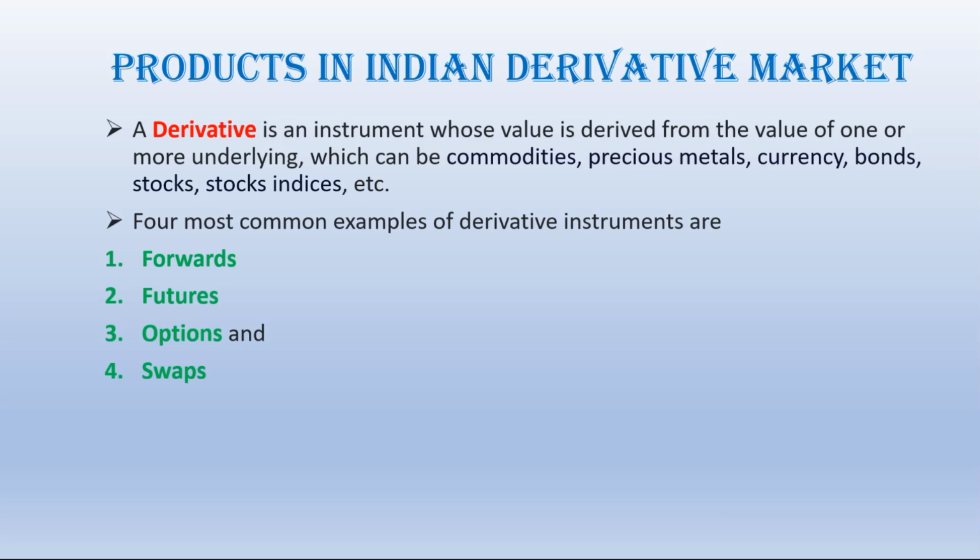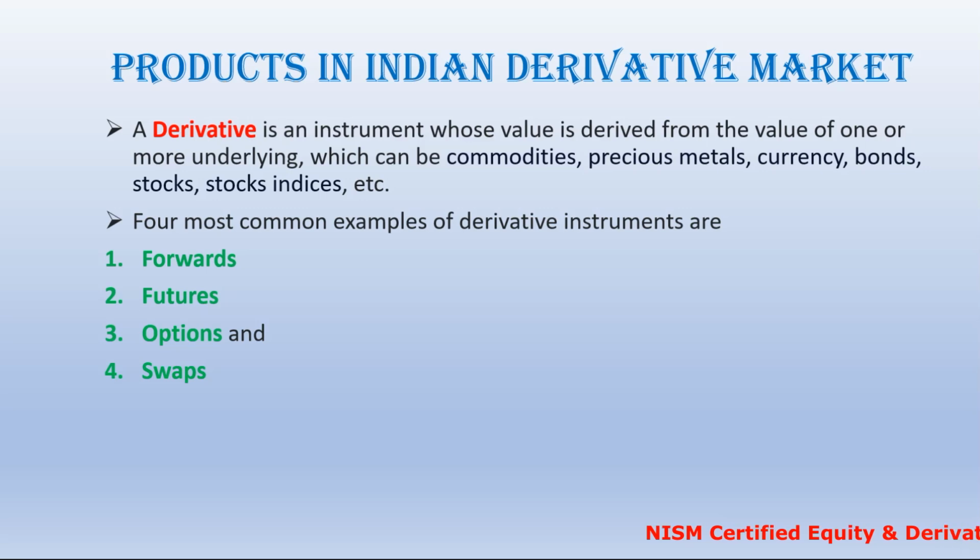Today we are going to learn what are the products in the Indian derivative market. So we can understand what is called derivative. A derivative is an instrument whose value is derived from the value of one or more underlying. What are the underlying? That is, which can be commodities, metals, currency, bonds, stocks and stock indices. The four most common examples of derivative instruments are forwards, futures, options and swaps. So we can see in detail what is called forwards, futures, options and swaps.